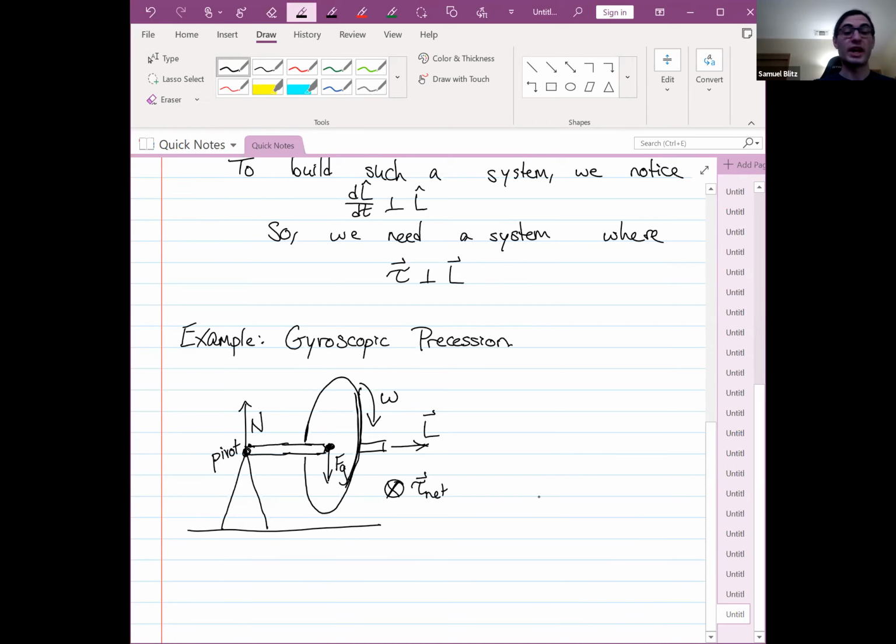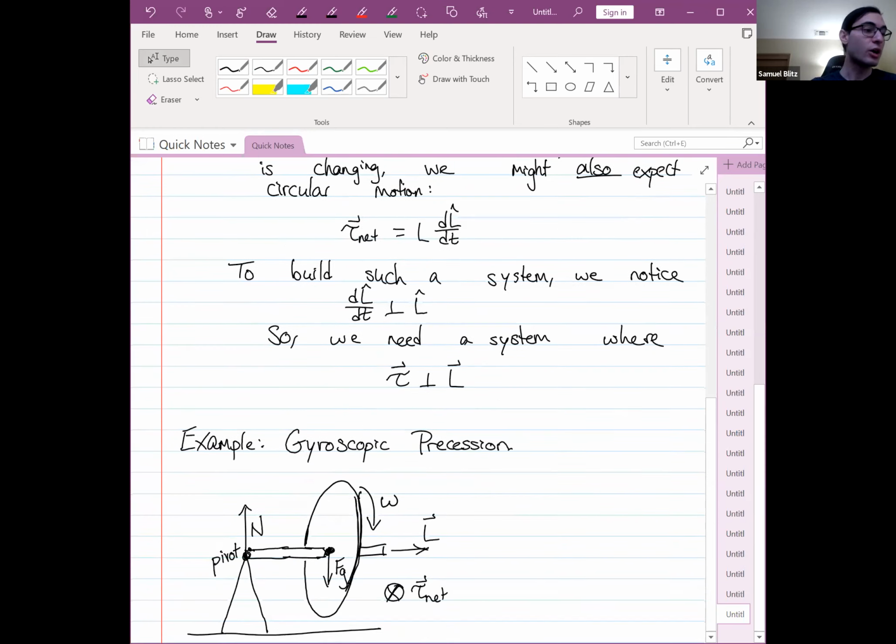So we can establish that the torque is perpendicular to the angular momentum. The angular momentum is to the right, and the torque is into the screen. They're perpendicular, at right angles. So this would be an example of the case that we mentioned above.